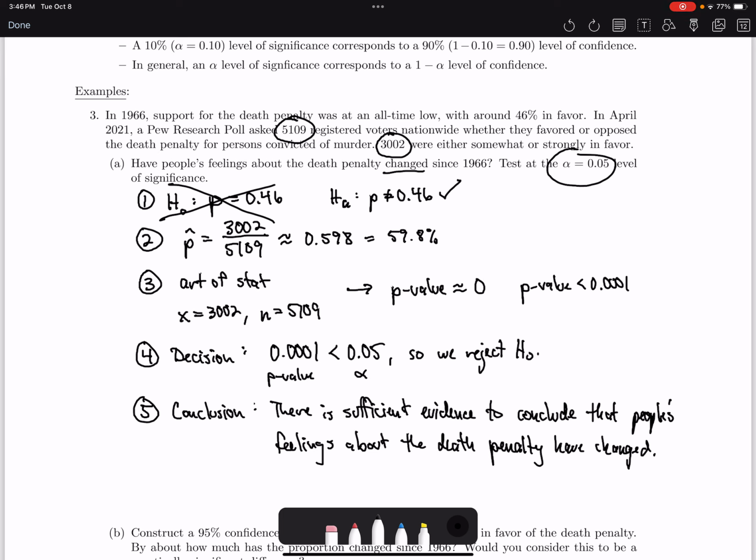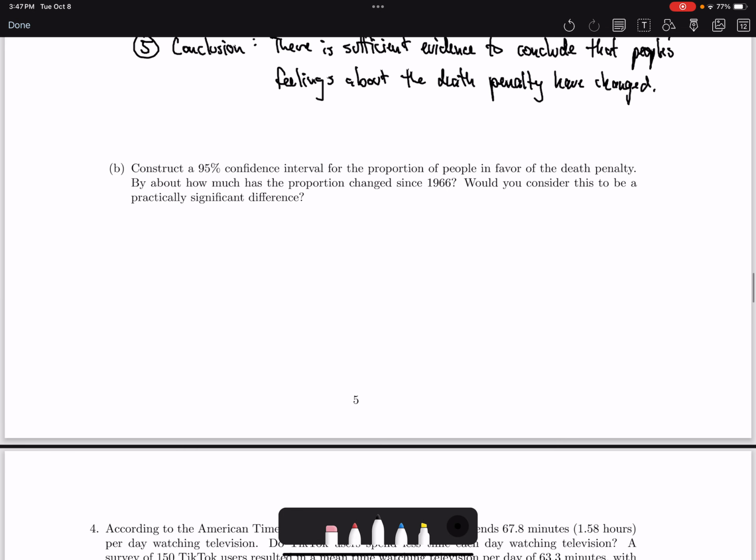Okay, that's all the hypothesis test would allow us to say. It wouldn't allow us to say by how much it has changed, nor in what direction it's changed, right? Because we just ran a two-tailed test, so all we know is that it's different. You could look at the sample proportion and say, okay, clearly it's bigger, right? Clearly, people are much more in favor of the death penalty now than they were in 1966. To get a handle on exactly how much the change has been, we can construct a confidence interval, which is what part B asks us to do.